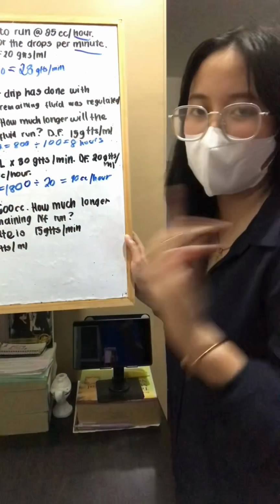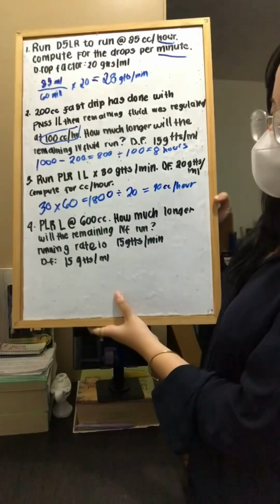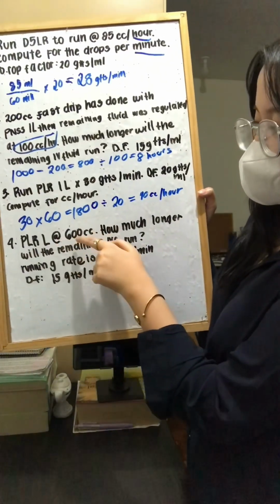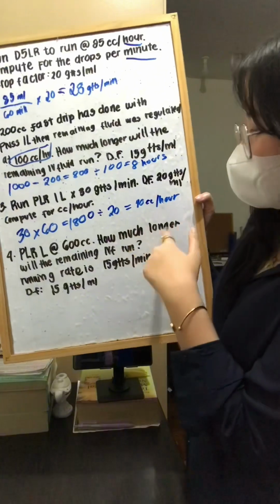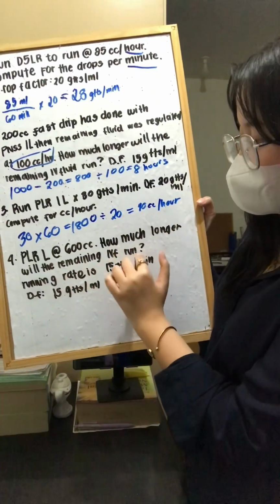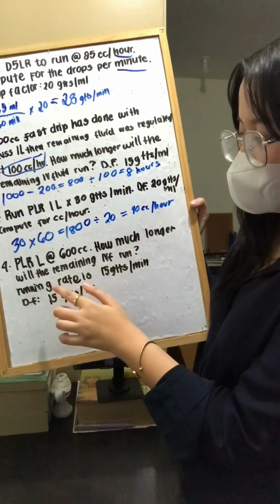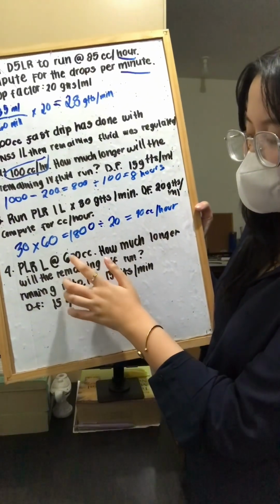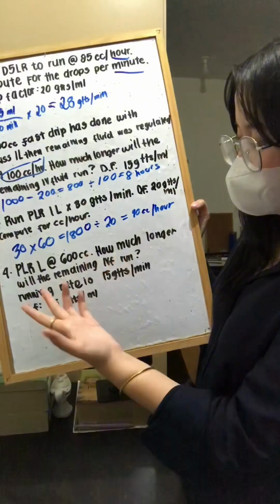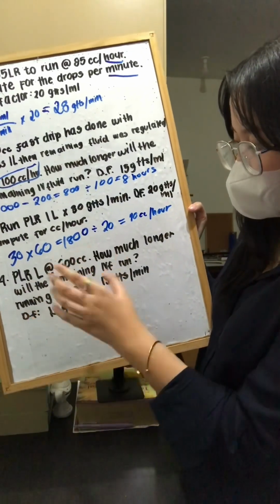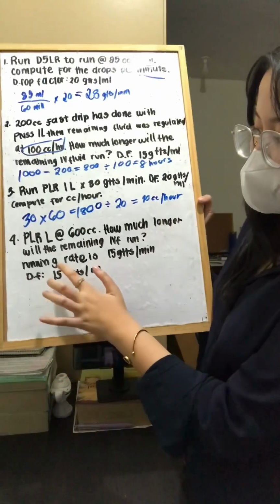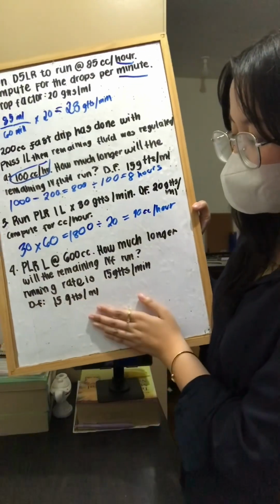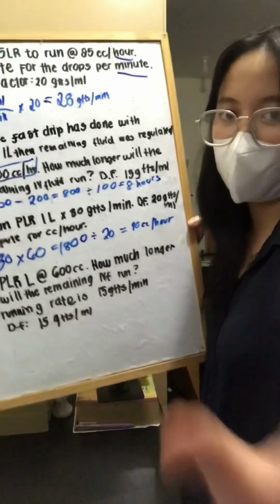For number 4 or the last question, we have PLR 1 liter to run at 600 cc. How much longer will the remaining IV fluid run? So, di ba 1 liter. Then, nag-run na ng 600 cc. Ilan na lang, how much longer will the remaining IV fluid run? And yung running rate mo is 15 gtts per minute and yung drop factor mo is 15 gtts per mL.